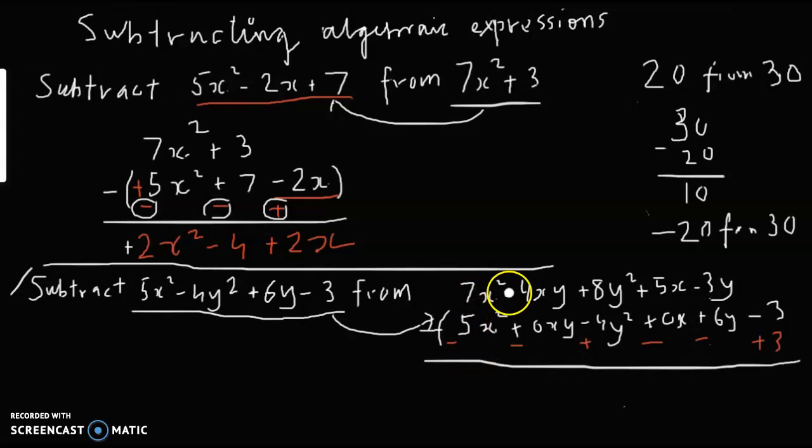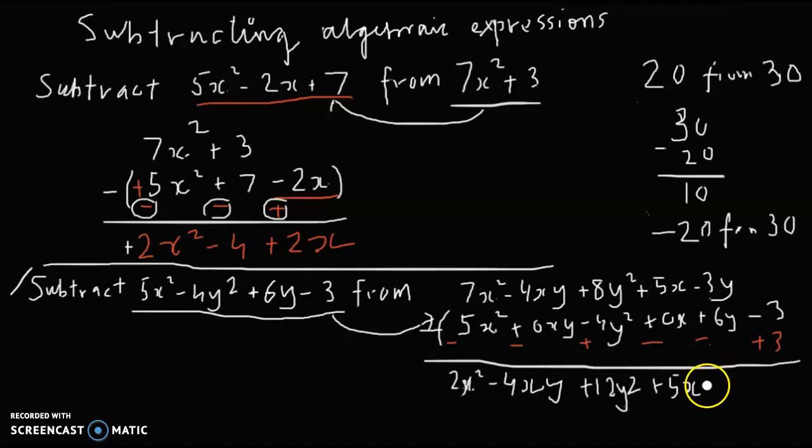So 7x square minus 5x square is 2x square. 4xy minus 0xy, so that is minus 4xy. 8y square plus 4y square, so that is plus 12y square. 5x minus 0x, so that is plus 5x. Minus 3y minus 6y, which is minus 9y, and plus 3. So that will be the answer.